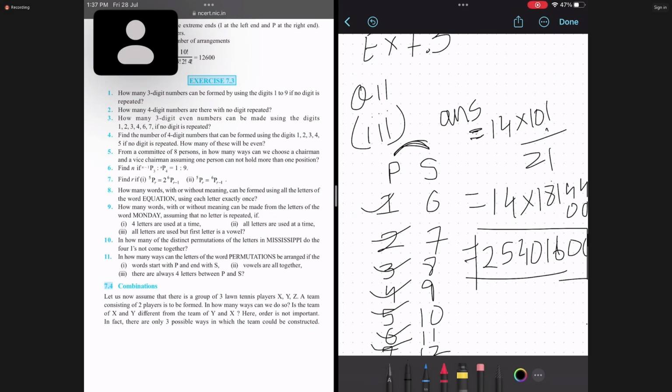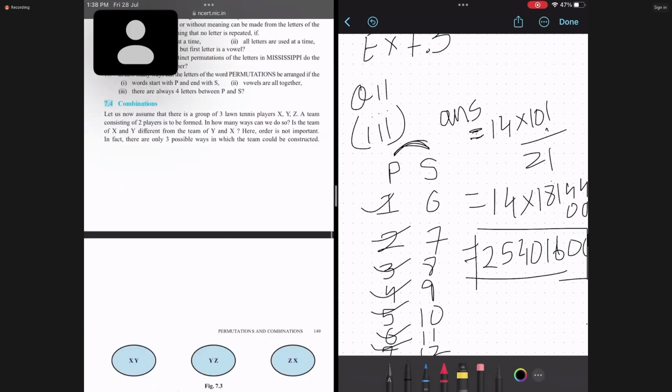There are other ways of approaching this question as well. For example, the last part in question number 11 could also be done by choosing 4 letters from the remaining letters other than P and S and filling them in between the positions of P and S. But that would have been more tedious, and this is a very straightforward way of doing things. So it could also be done by combinations, but this is the most ideal way. So with that, we have completed exercise 7.3 as well.